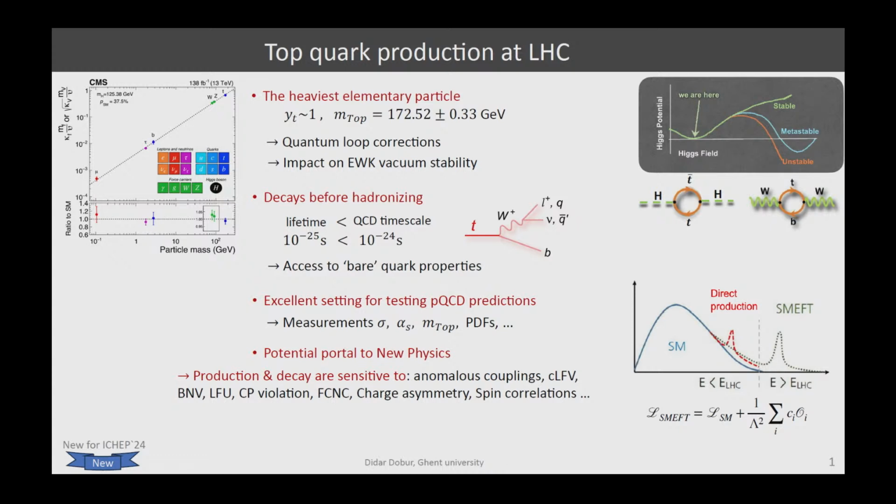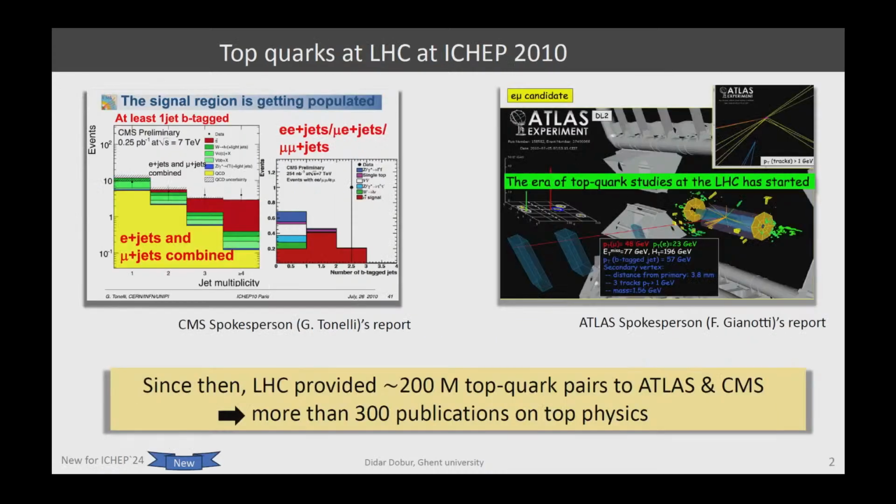And top quarks can also be a portal to new physics, and CMS and ATLAS continuously search for various new physics phenomena in top quark production and decay, mostly in the context of effective field theory. Back in 2010, we showed the very first top quark candidates we had in our data, but since then, LHC has provided nearly 200 million top quark pairs to both ATLAS and CMS. And with half of that data, we have published more than 300 papers on top quark physics.